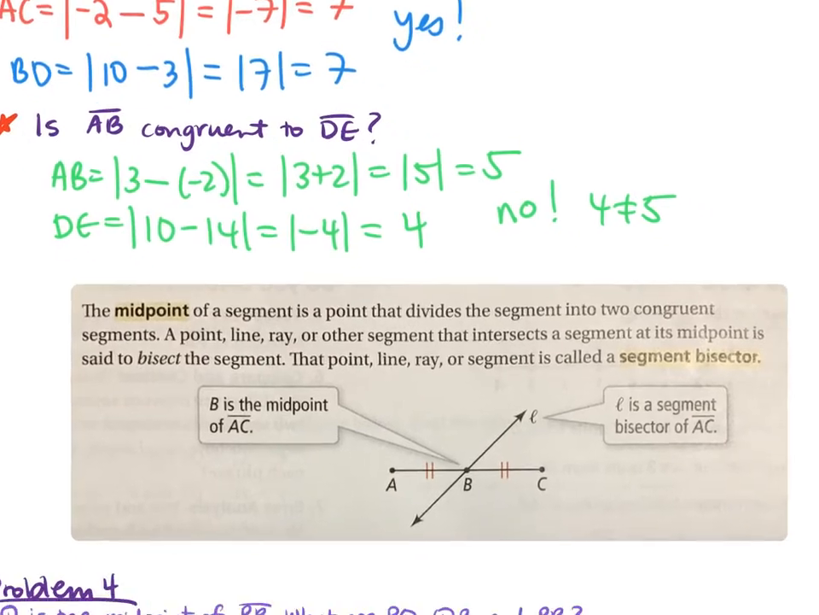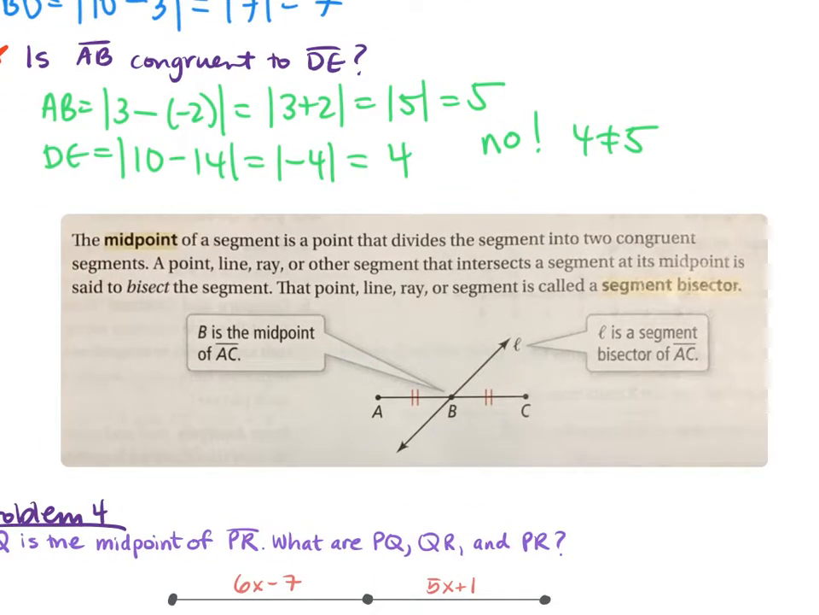Okay, last vocabulary word for 1.3, midpoint. A midpoint of a segment is a point that divides the segment into two congruent segments, right? It's exactly in the middle. So if we have a segment AC here, and B is right in the middle, that means AB is congruent to BC. They're going to have the same length.